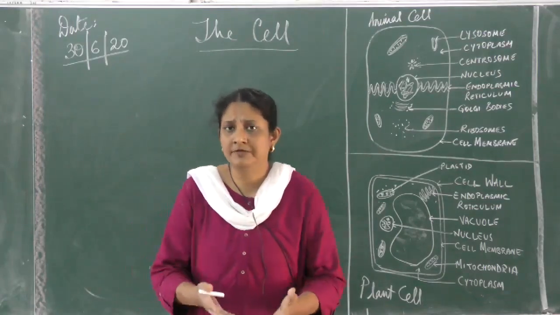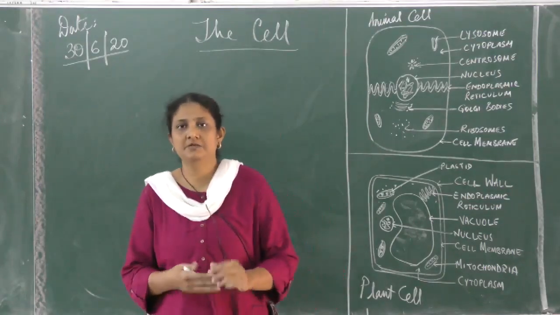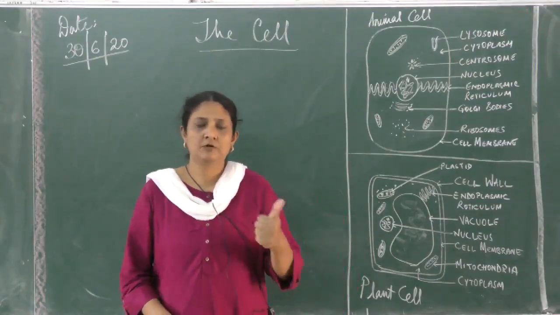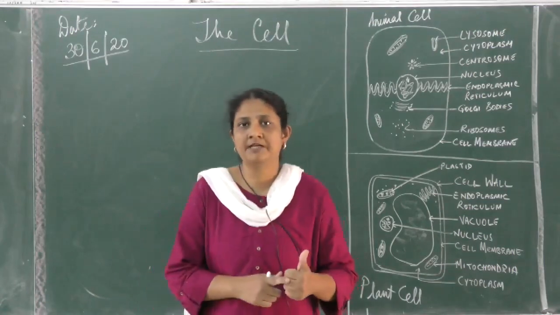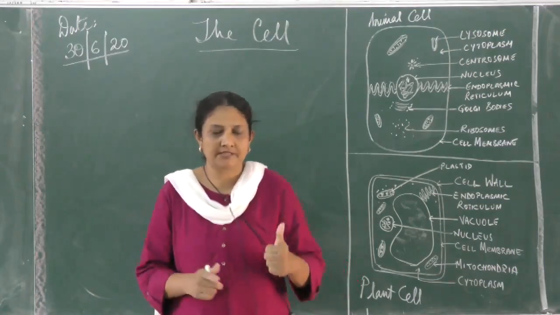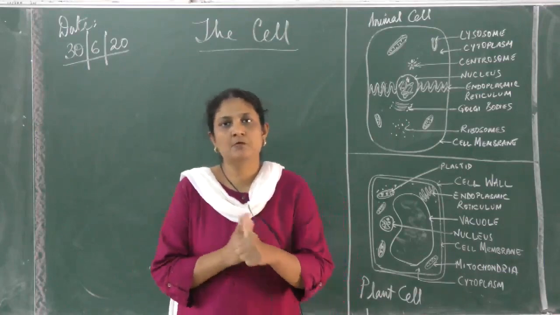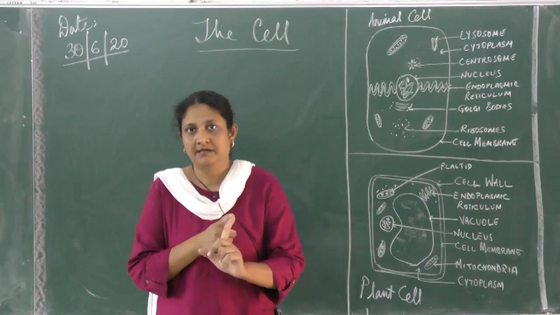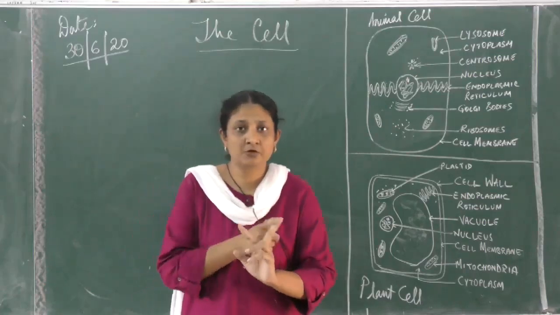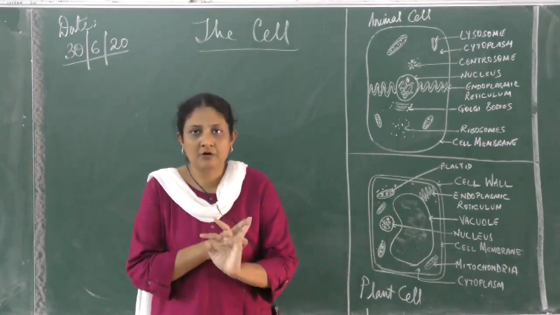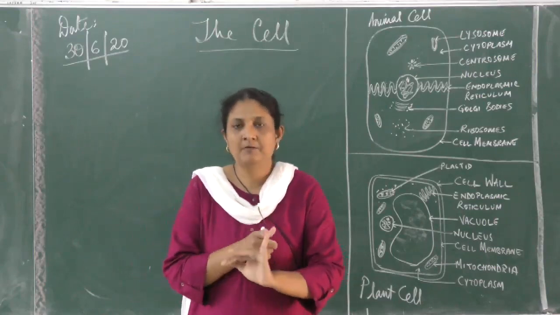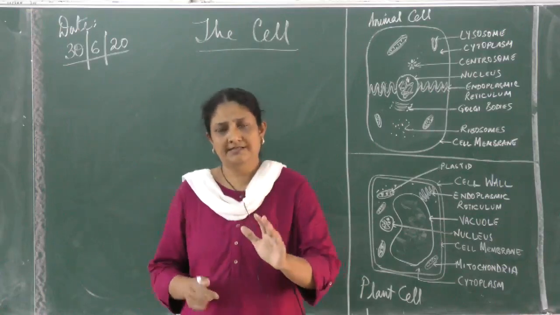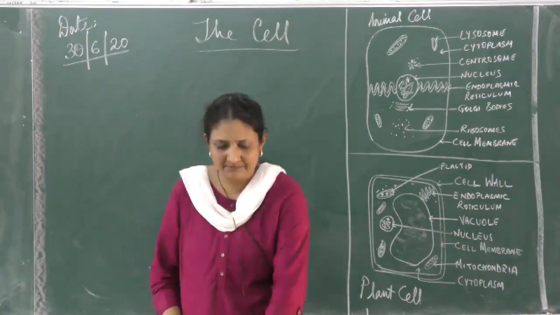But what is common between the two? There are a few striking features which are common between the two. First, both have plasma membrane. As I told you in the beginning, plasma membrane is present in all types of cells. So plasma membrane is present in both plant cell and animal cell. Nucleus is present in both the cells. Ribosome is present in both the cells. Mitochondria is present in both the cells. Endoplasmic reticulum is also present in both the cells. So we have 5 common features between a plant cell and an animal cell.